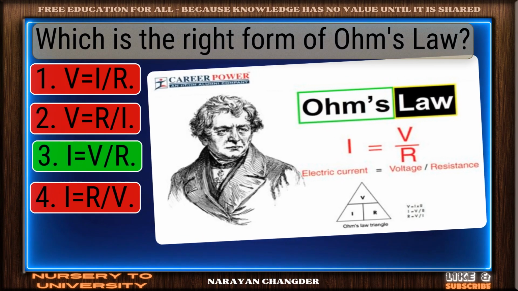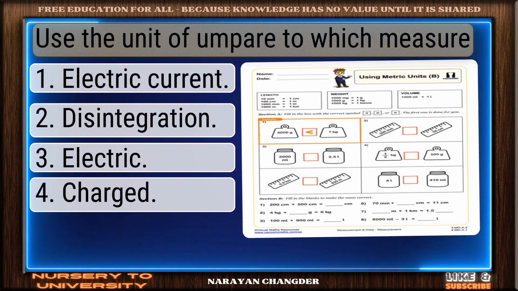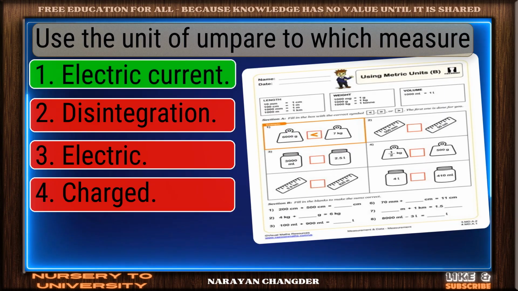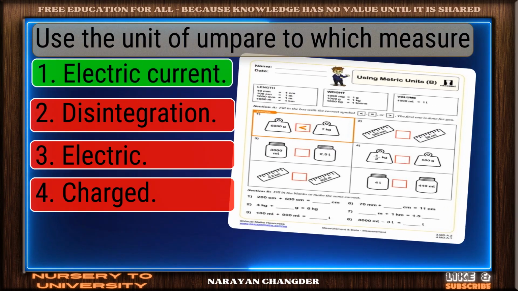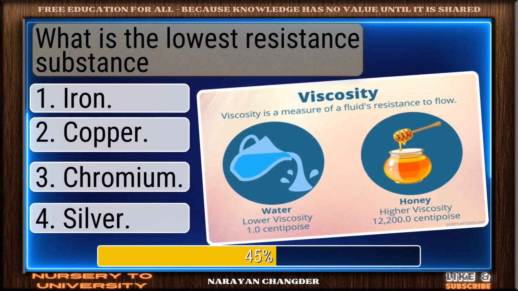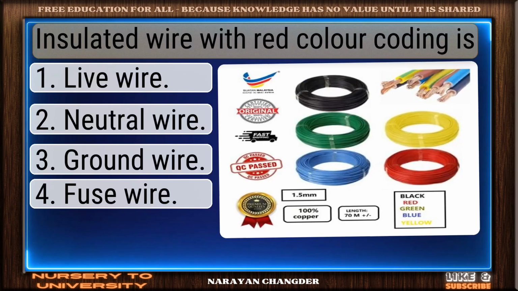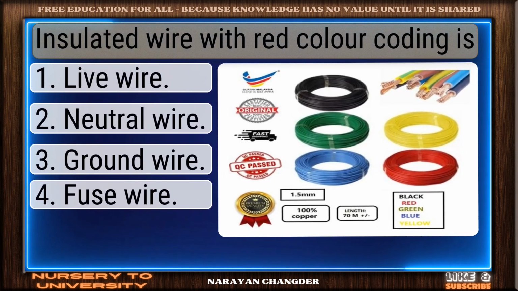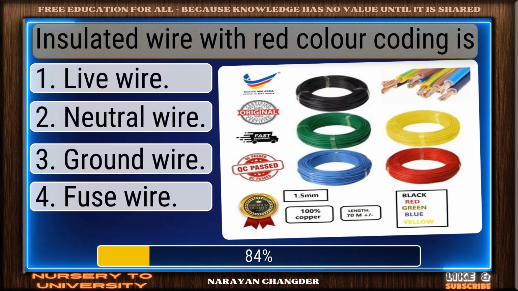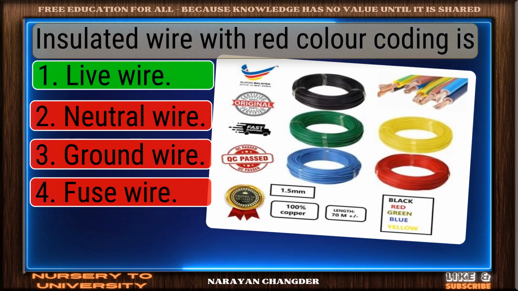Well picked. I equals V over R is correct. The unit of ampere is used to measure which quantity? Right again. Electric current is valid. What is the lowest resistance substance? Perfect. Silver is the one. Insulated wire with red color coding is. Excellent choice. Live wire is right.